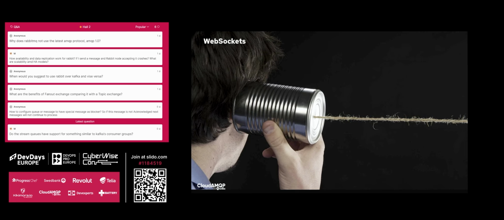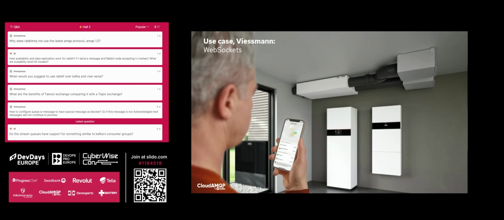Here we have an example from Vismann. I'm not sure I pronounced that right, I hope so. They are a leading company in heating and cooling systems, and they are using WebSockets and RabbitMQ together, for example, for their live update feature. They let messages from the heating system go through RabbitMQ, through the WebSocket, and end up in their front-end application, so they can receive real-time updates from their system.